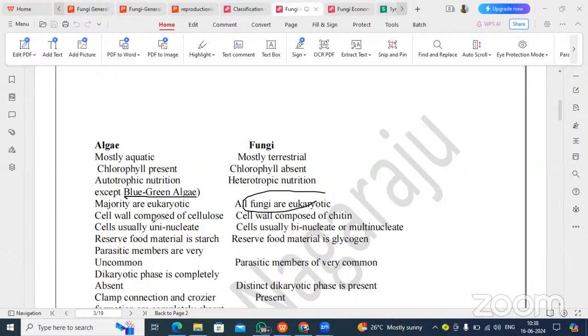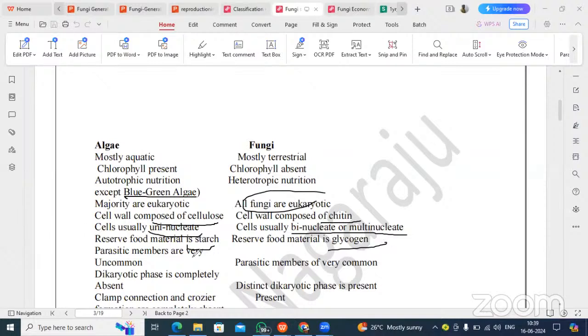I already told you the cell wall is composed of cellulose in algae and in all the plants. But in the fungi, the cell wall is made up of chitin. Usually each cell has only a single nucleus, uninucleate. But in fungi, binucleate and multinucleate cells are also there, coenocytic as in Rhizopus. Usually the reserve food material in most plants and algae is starch. But in the fungi, as in animals, the reserve food material is glycogen.